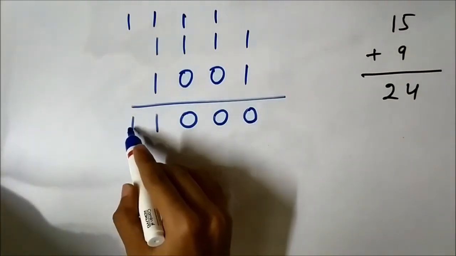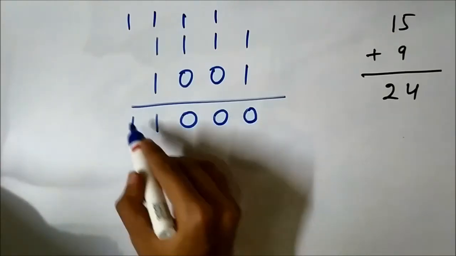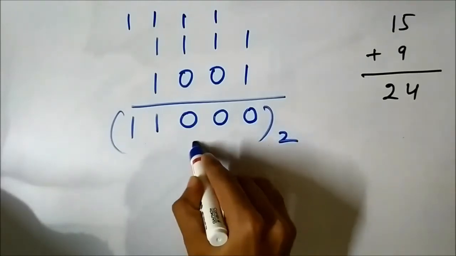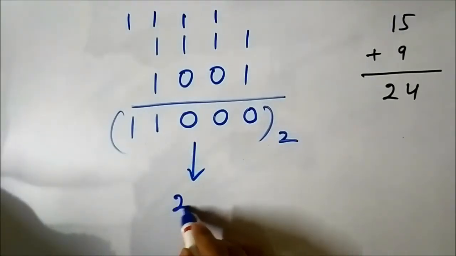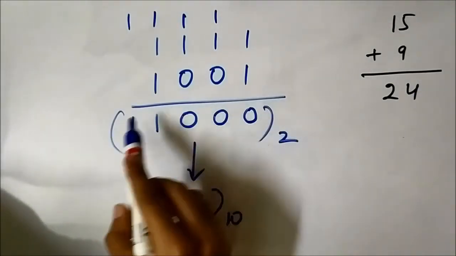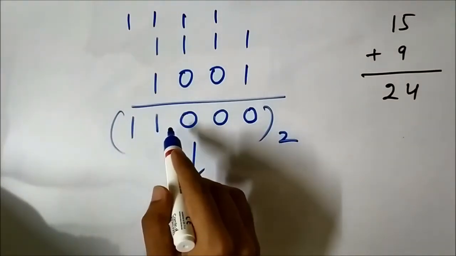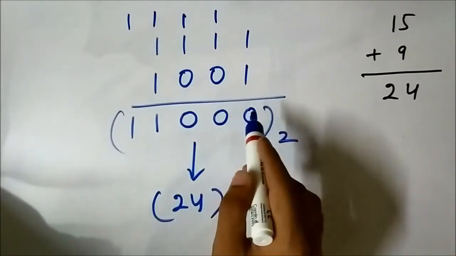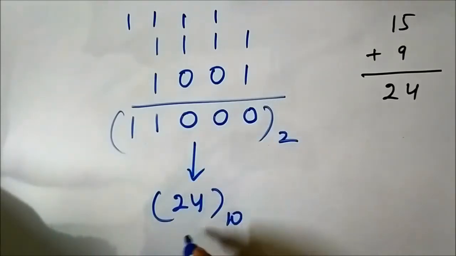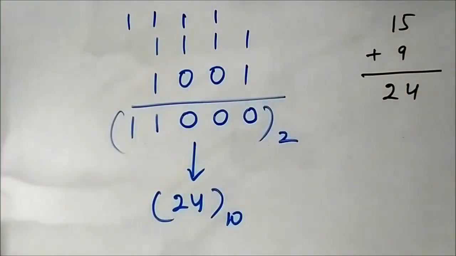This is 16 plus 8, which is 24, okay. 1 1 0 0 0 is in binary form. In decimal form it is 24. So we got the same result. You can convert it into decimal by multiplying the weight values associated with their positions and adding them. So we will get in decimal form the result as 24. So here also we got 24, here also we got 24. 15 plus 9 is equal to 24.